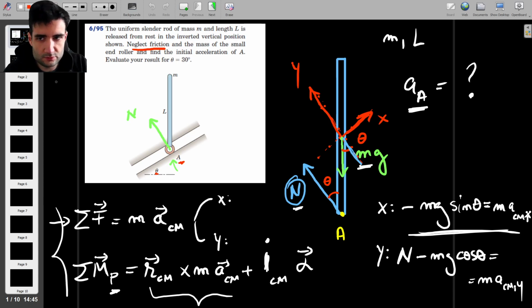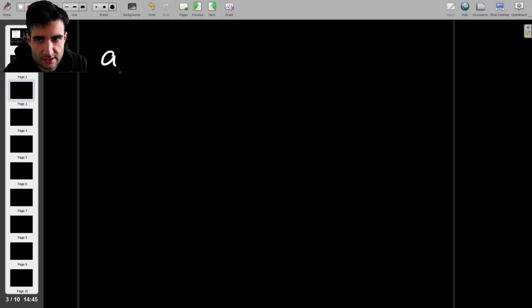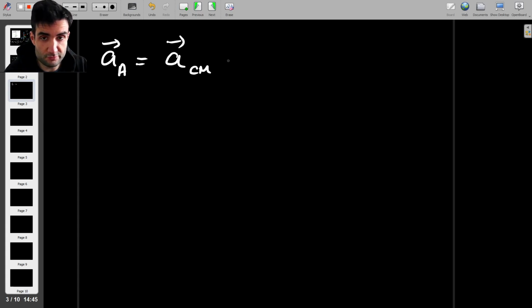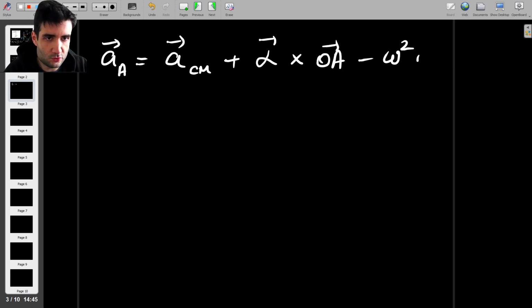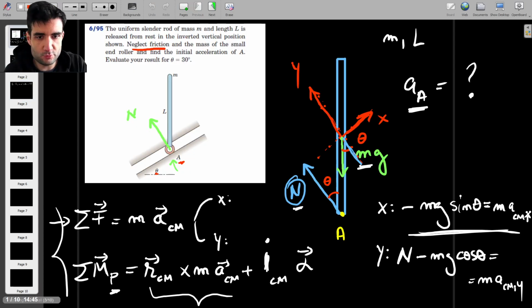So to understand what we have to do, let's write the acceleration of point A with respect to the acceleration of the center of mass. So we have the acceleration of A is equal to the acceleration of the center of mass plus alpha cross OA, and then minus omega squared OA. So that's Euler's equation for the acceleration of point A, which is here, with respect to point O, which is here. That's the center of mass.